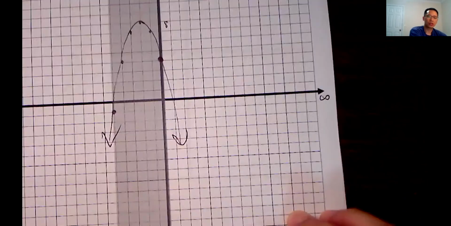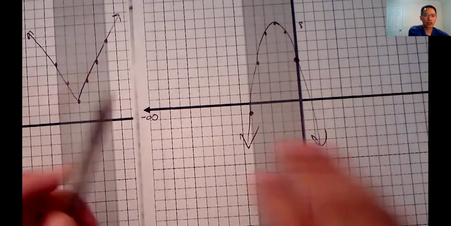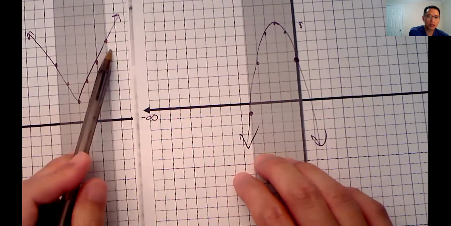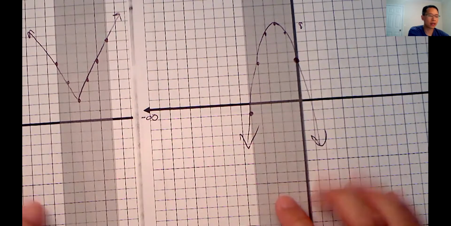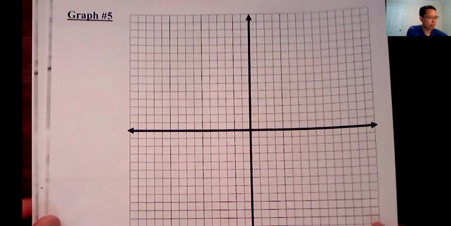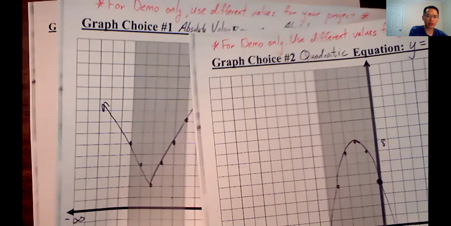Okay, so now what we're going to do is take these two graphs, and we're going to transfer these points over to my fifth graph. Okay, so my fifth graph, graph number 5. So we're just going to transfer what we see in the bands to that fifth graph.